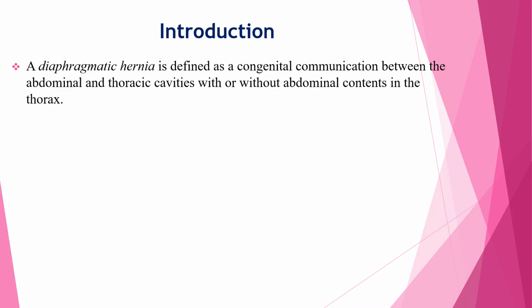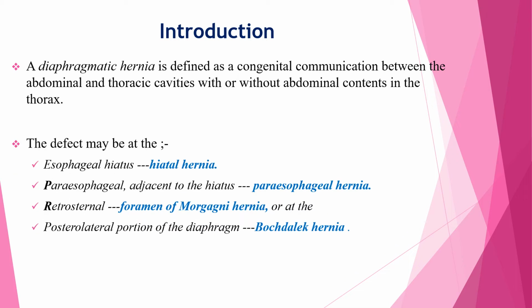A diaphragmatic hernia is defined as a congenital communication between the abdominal and the thoracic cavities with or without abdominal contents in the thorax. The defect might be at the esophageal hiatus, which is called hiatal hernia, at paraesophageal sites, might be retrosternal, and also posterolateral portion of the diaphragm, which is the most common type, and which is called Bochdalek type.